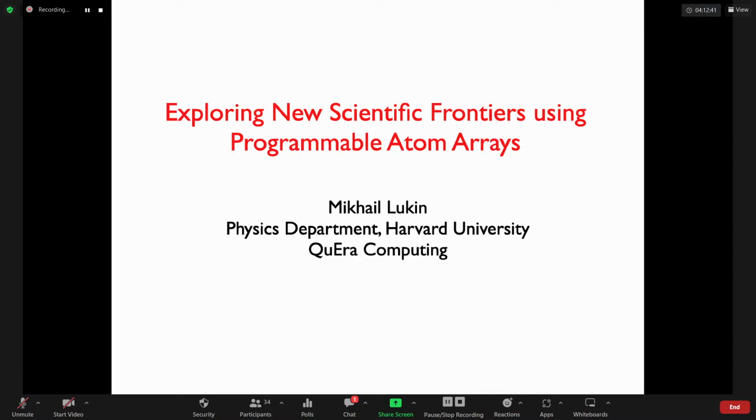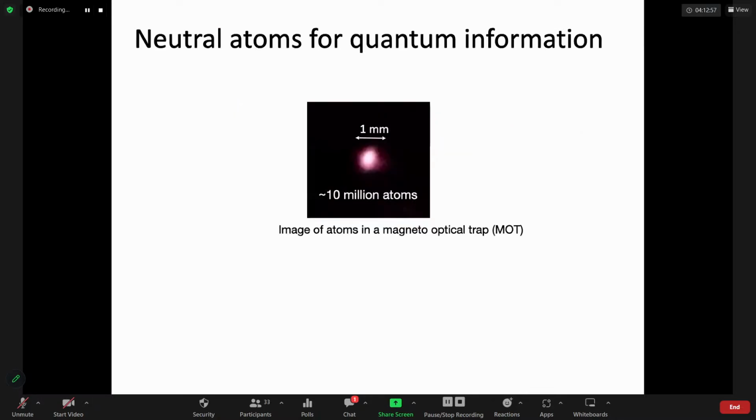So I'd like to thank the organizers, and in particular Ola, for the invitation and for maintaining this meeting and this tradition. So indeed, I will be talking about building quantum machines, quantum simulators, and quantum computers. And I will focus on using neutral atoms as a basis to do that.